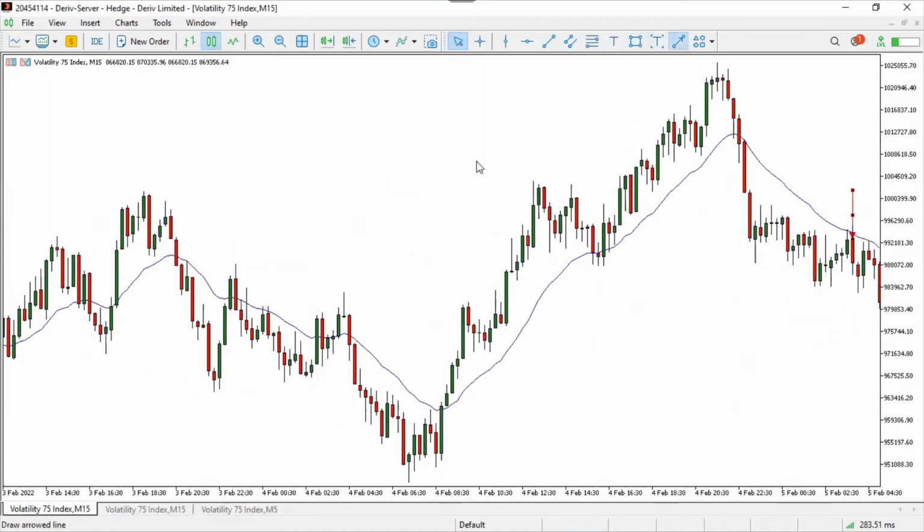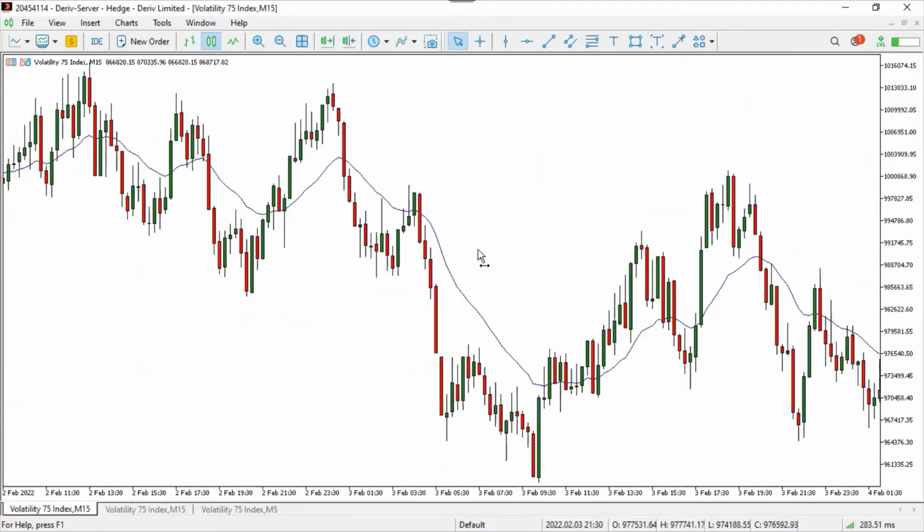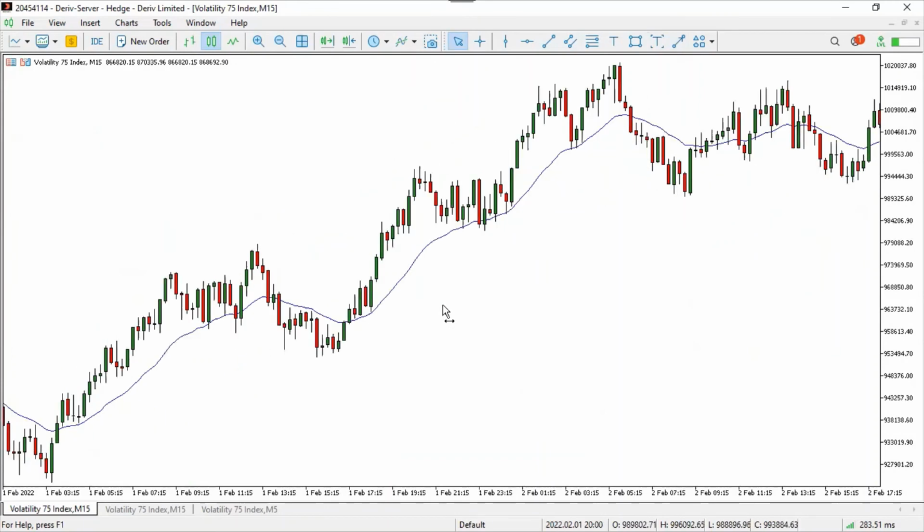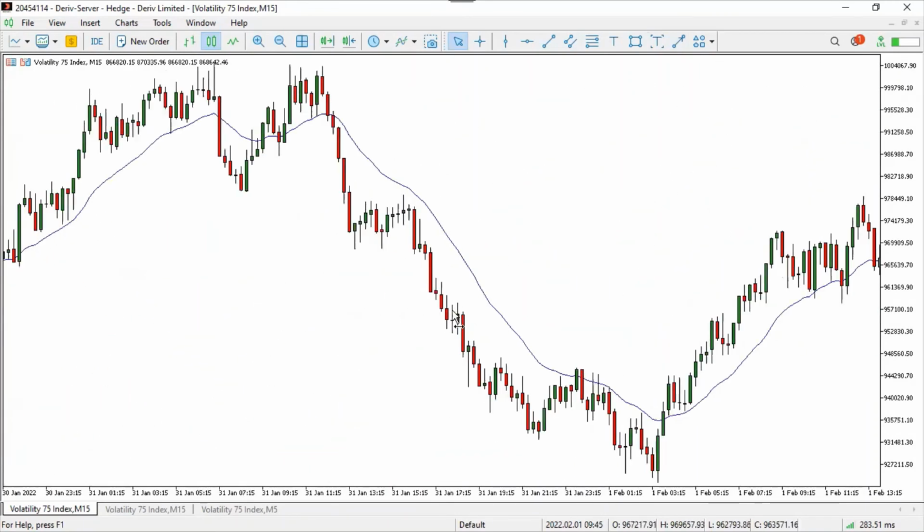We broke above here, then we wait until we touch the 21 EMA. Can you see? There is a whipsaw, but at the end of the day, it's a winning trade. So not so clean. So that's how to use EMA 21.